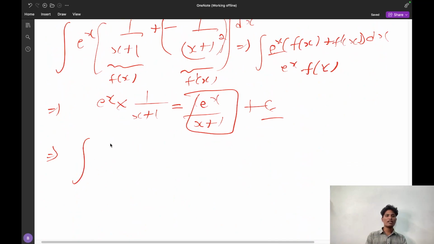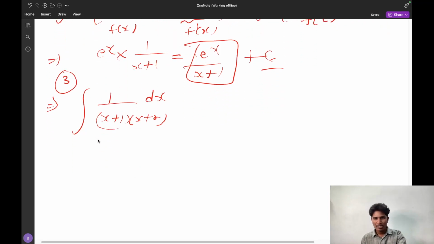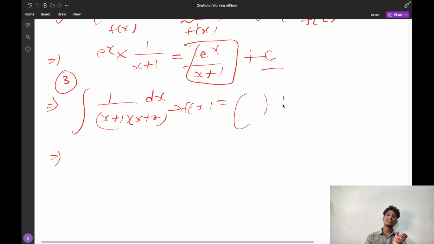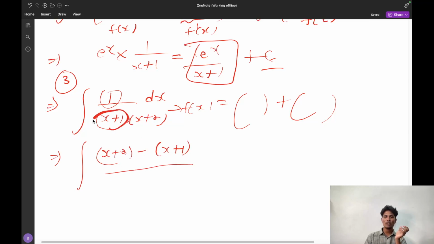And the next one is the third one, that is 1 divided by x plus 1 into x plus 2 dx. This is the third question. I already said we can solve the integral by using partial fractions. This is a partial fraction concept. Suppose this is the entire f of x function. We have to split these functions into two functions. How can we split? We can write 1 as x plus 2 minus x plus 1 in the numerator, because we can use these two terms to generate 1, over x plus 1 into x plus 2 into dx.